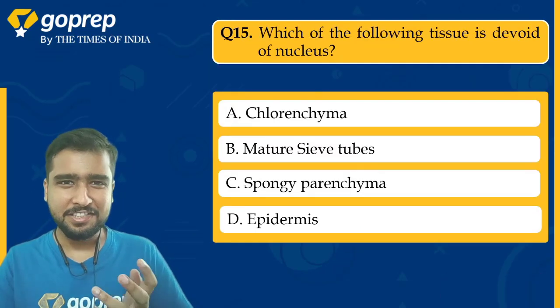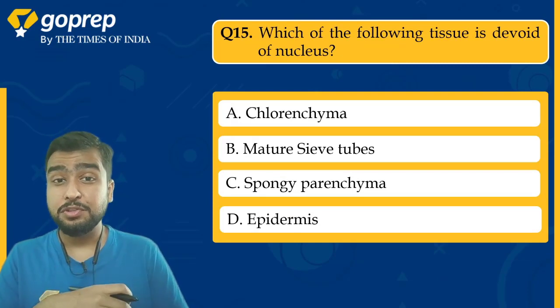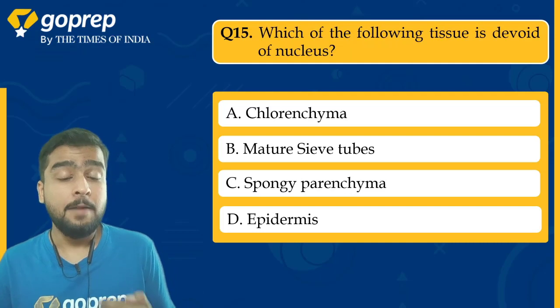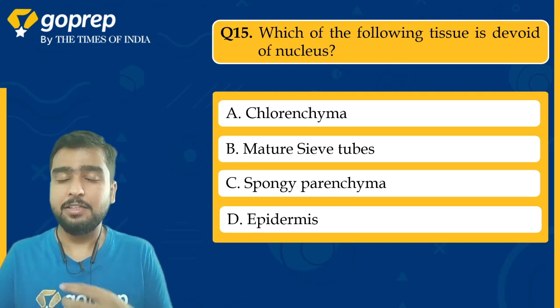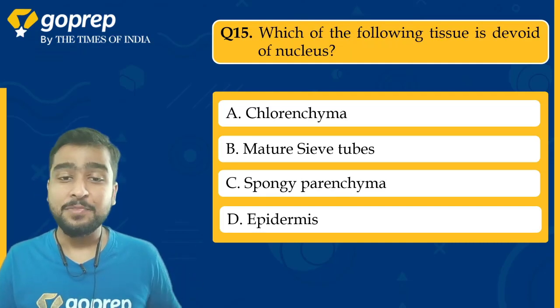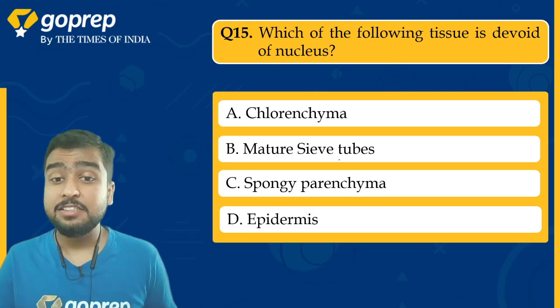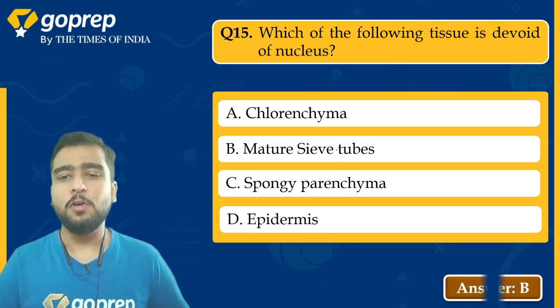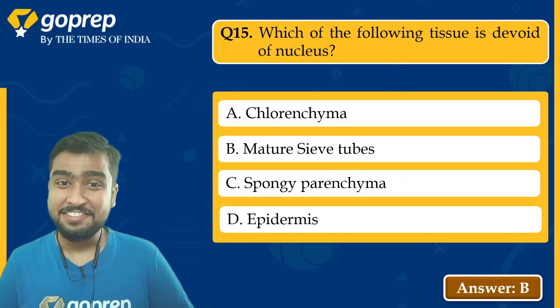Pretty simple, right? Which of the following tissues is devoid of nucleus? Now we know many kinds of cells leave out the nucleus, they throw out the nucleus, like the red blood cells and the sieve tubes, because the sieve tubes have to allow the flow of sap. The correct answer here is B.